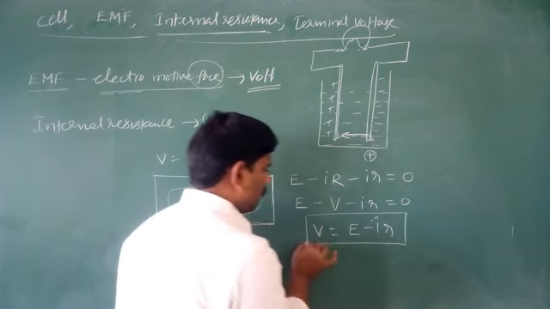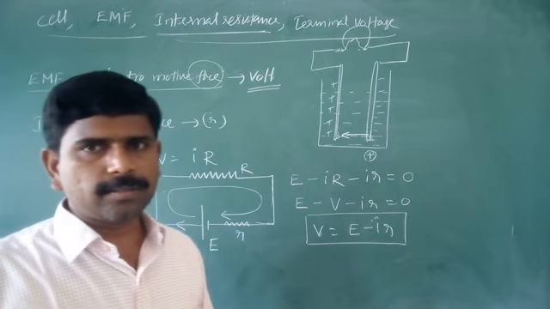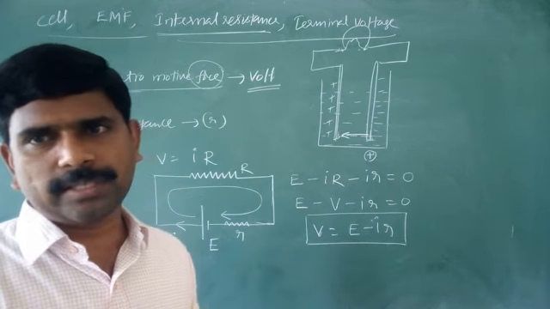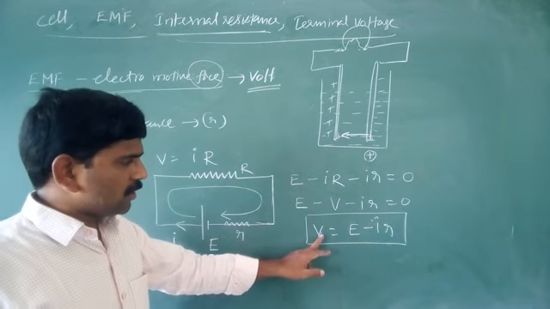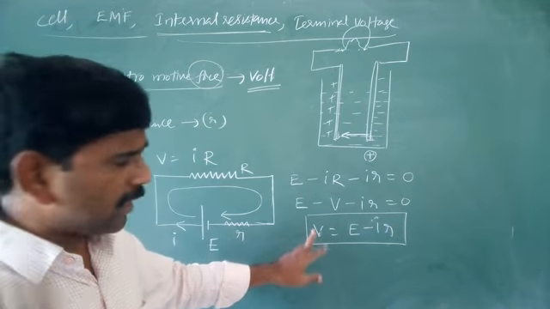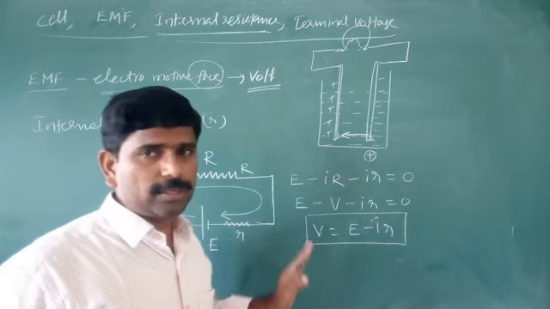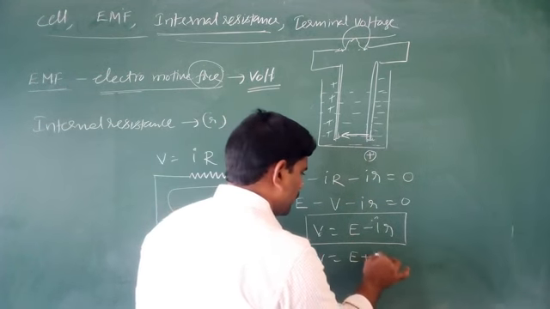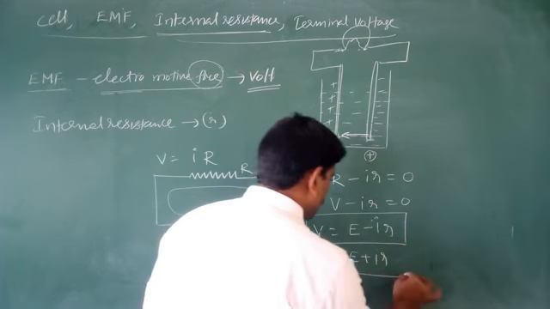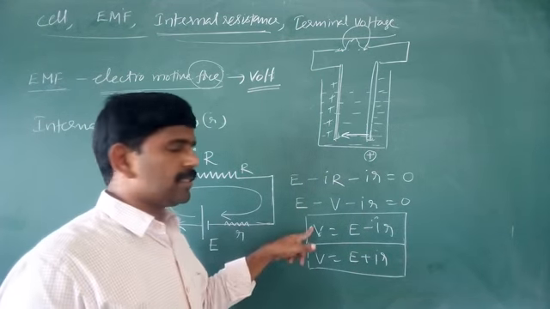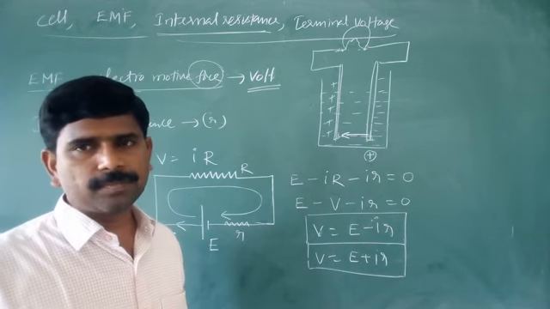Here V is called the terminal voltage, not internal resistance. This is the terminal voltage in case of discharging. In case of charging, V is equal to E plus I r. This is in case of charging and the other is in case of discharging.